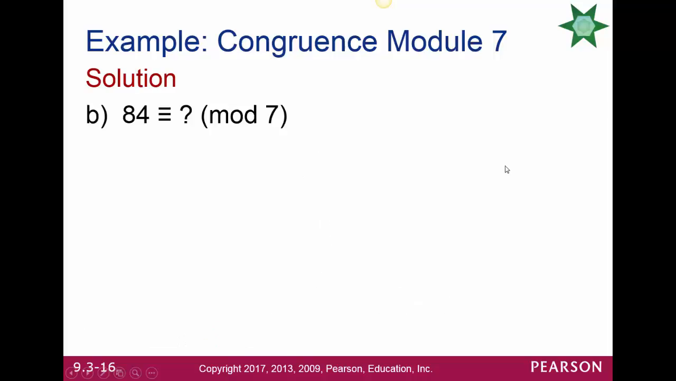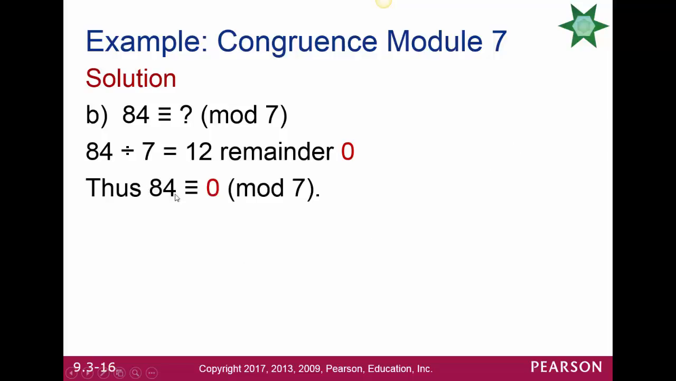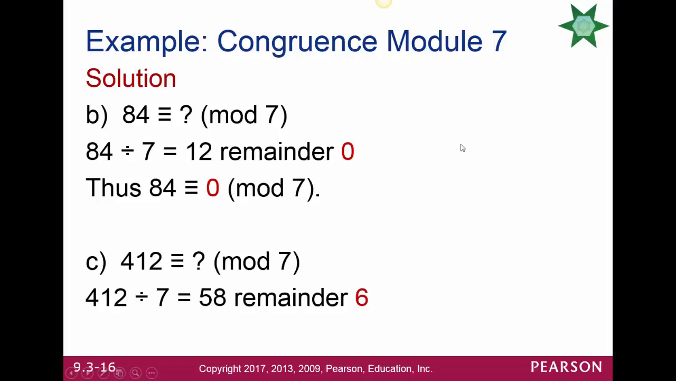How about 84? We take 84 and divide by 7, and we get 12 remainder 0. So we write this as 84 is congruent to 0 mod 7. 412, again, divide by 7. We get 58 remainder 6. So 412 is congruent to 6 mod 7.